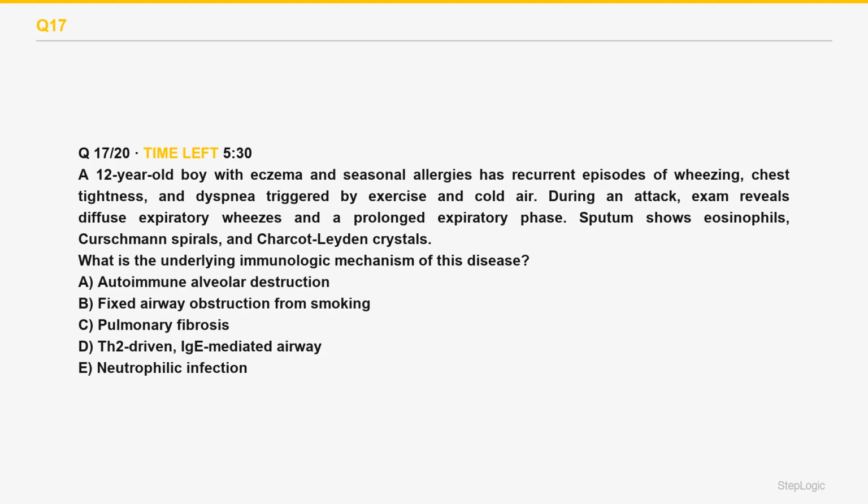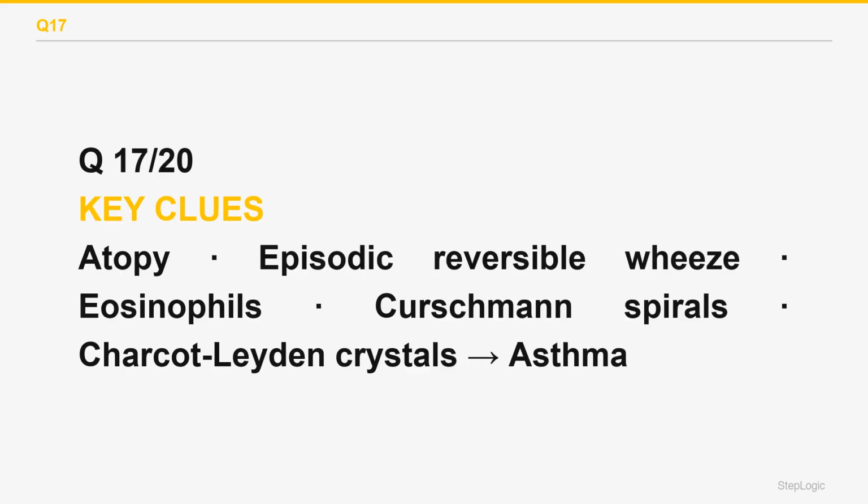Read the command. Underlying immunologic mechanism. Atopic child, episodic reversible wheezing triggered by exercise and cold, eosinophils, Curschmann spirals, Charcot-Leyden crystals: asthma, type 2 high, airway inflammation. Asthma is a chronic inflammatory airway disease, and the underlying mechanism in the common allergic form is a Th2-driven, IgE-mediated process. In atopic individuals, allergen exposure drives T helper 2 cells to release IL-4, IL-5, and IL-13, which promote IgE production and recruit eosinophils.